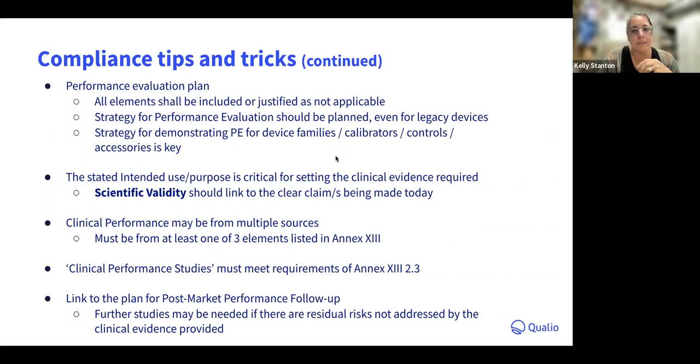Your clinical performance may be from multiple sources. This must be from at least one of the 3 elements listed in the annex. And clinical performance studies must meet the requirements also of the annex in section 2.3. You want to link to the plan for post-market performance follow-up. Further studies may be needed if there are residual risks that are not addressed by the clinical evidence provided.